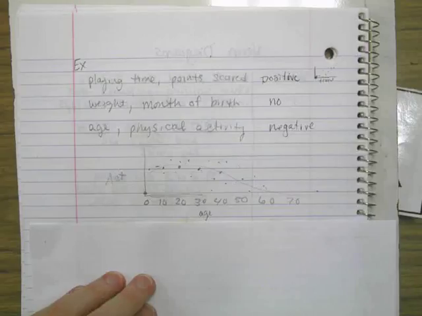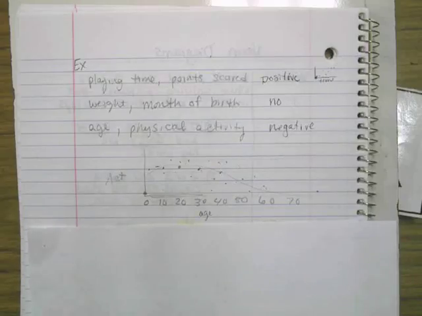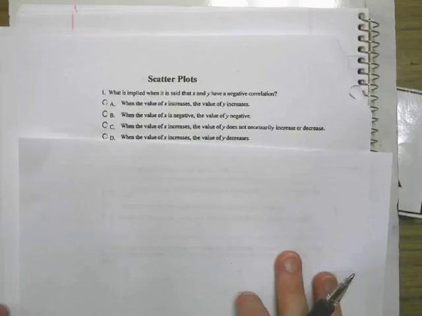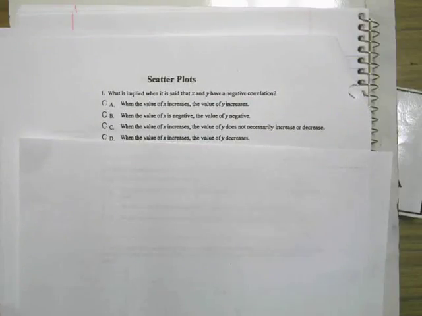Okay. What I'd like to do now is give you some multiple choice questions for you to try on your own. Here is question number 1. What is implied when it is said that x and y have a negative correlation? I would like you to stop the video at this point, read your choices, and give me an answer, please.